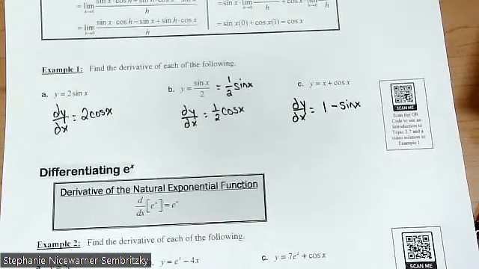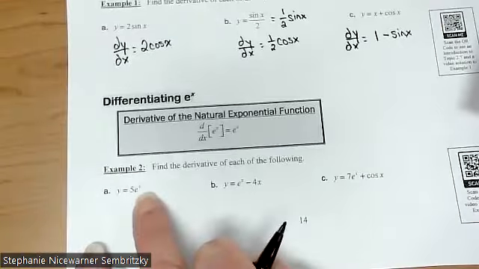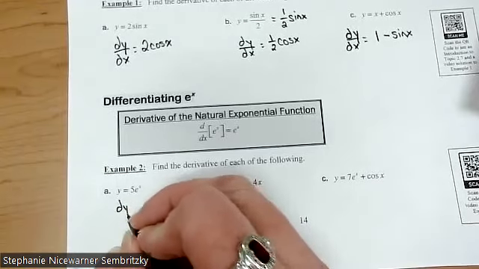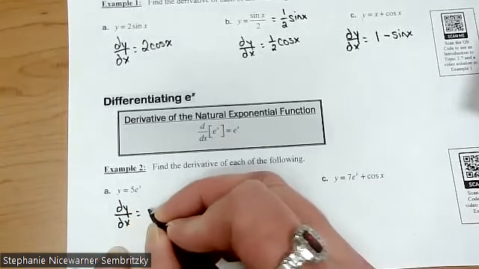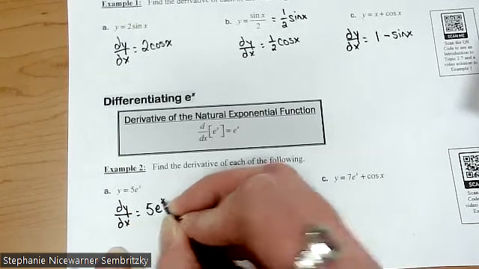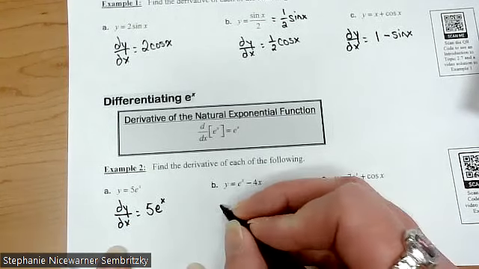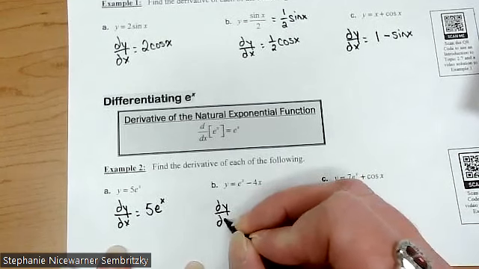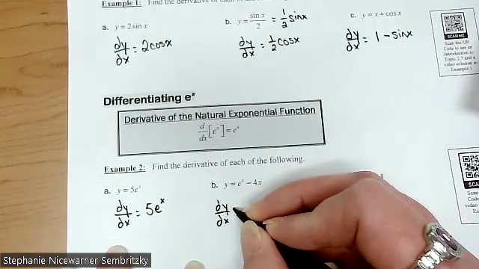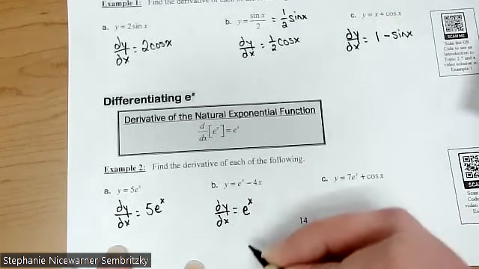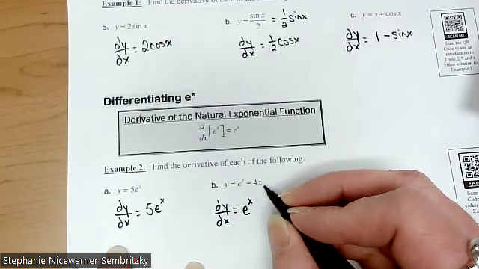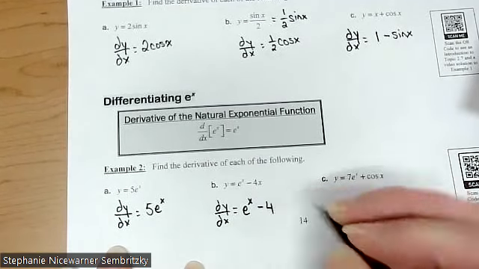Next, the derivative of e to the x. This is why we really love e to the x. The derivative of e to the x is e to the x. It's beautiful. So the derivative of 5 e to the x would be 5 e to the x. The derivative of e to the x is e to the x. The derivative of negative 4x is negative 4.